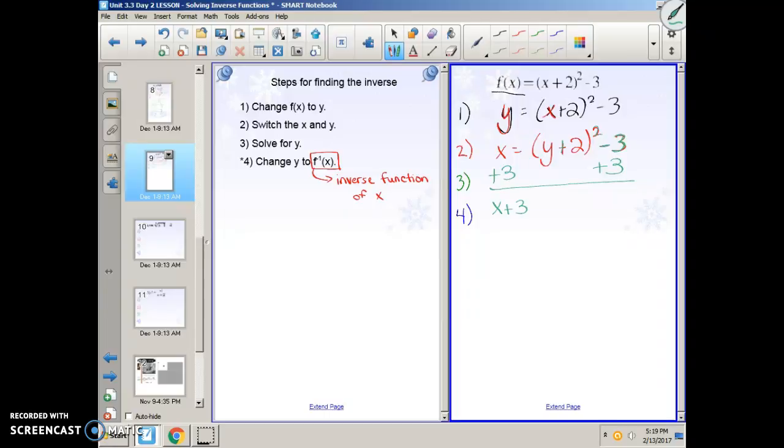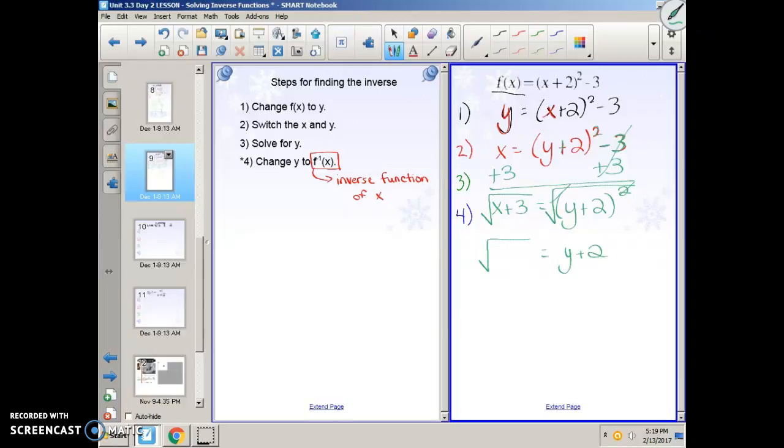X plus 3, bye-bye, equals y plus 2 squared. Fantastic. All right, now how do we get rid of squaring things? What is the opposite of squaring something? I hope you're saying it in your brain. I hope you're saying square root. Boom. Squares undo square roots, so all I have is y plus 2 on this side.